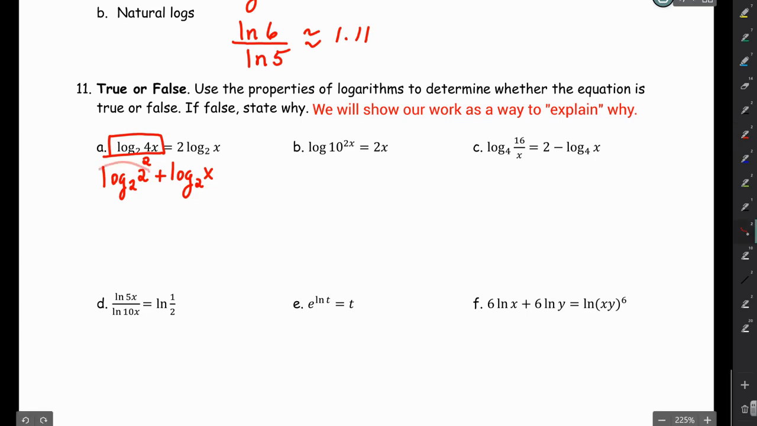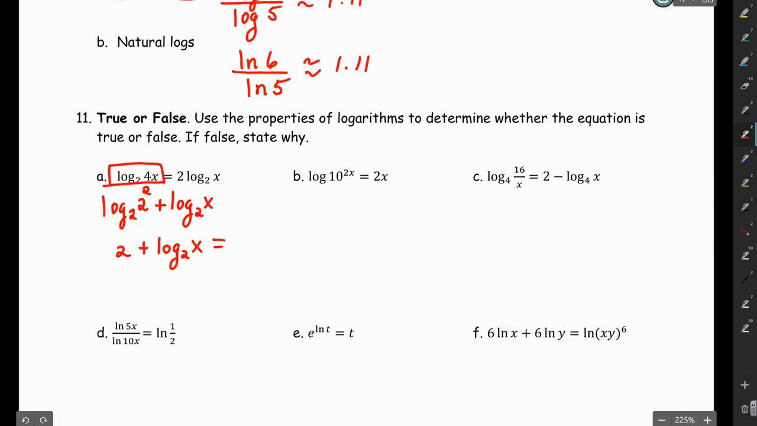Well, this part here is 1. Log base 2 of 2 is 1, and that 2 would come out front. So if I continue to simplify that, we get 2 plus log base 2 of x, which definitely does not equal 2 log base 2 of x. So this one is false. All right, so you get the idea. I would definitely suggest you pause the video. It's going to hurt a little bit, but pause the video and try to do these on your own. And when you're ready, come back and see how you did.